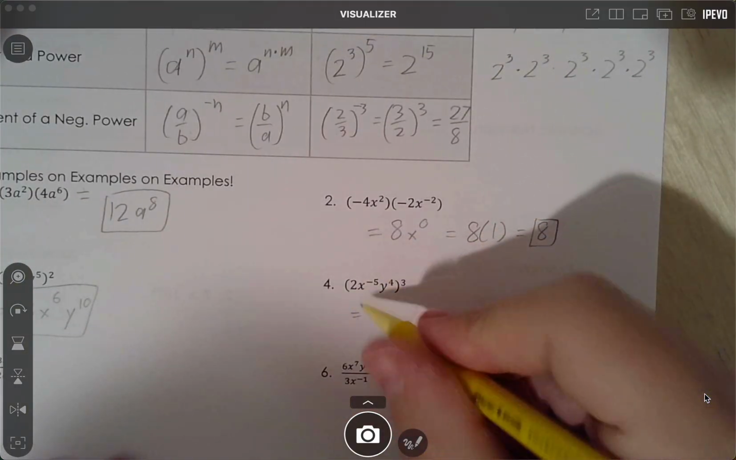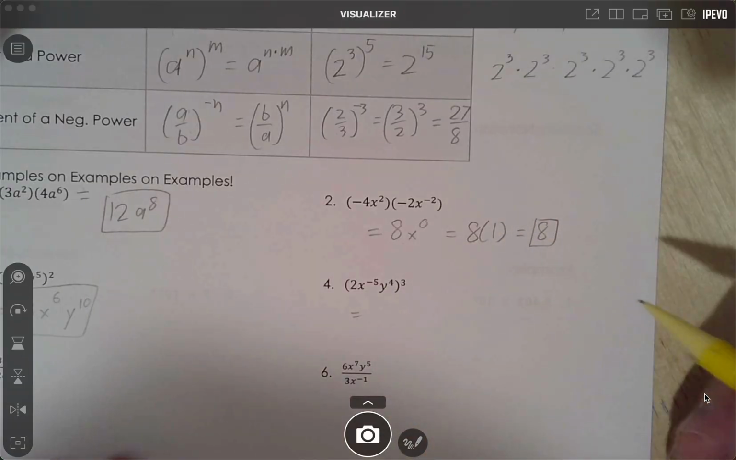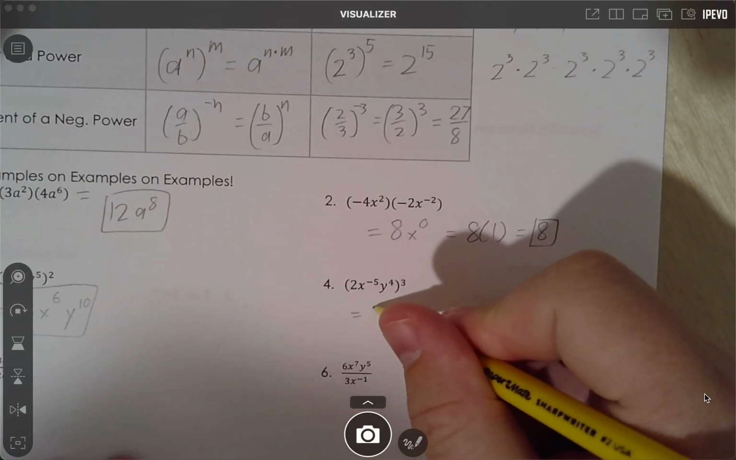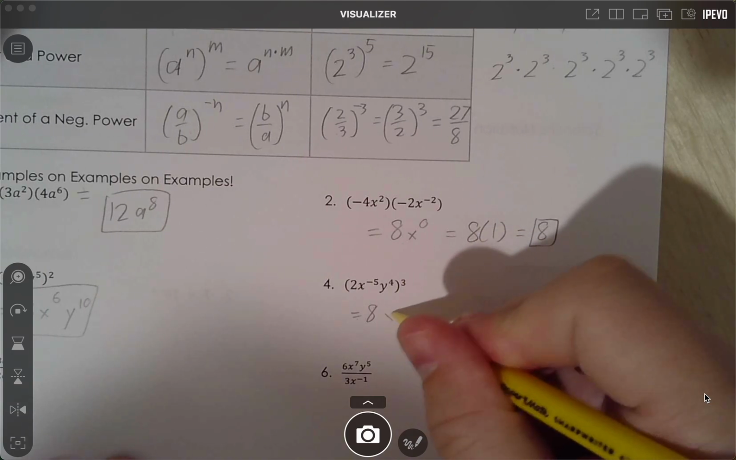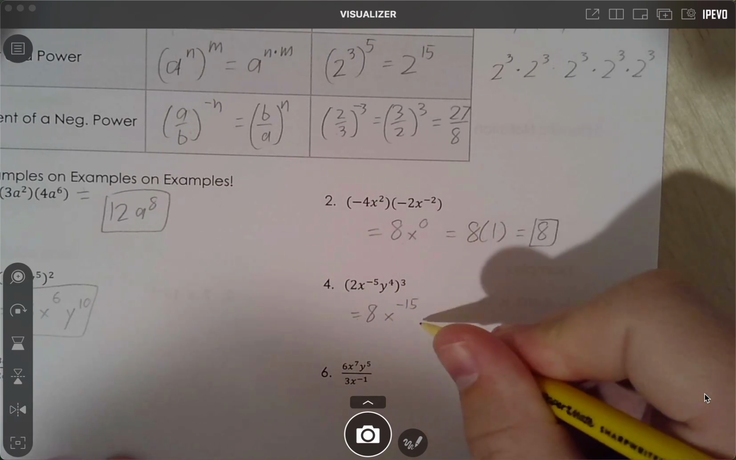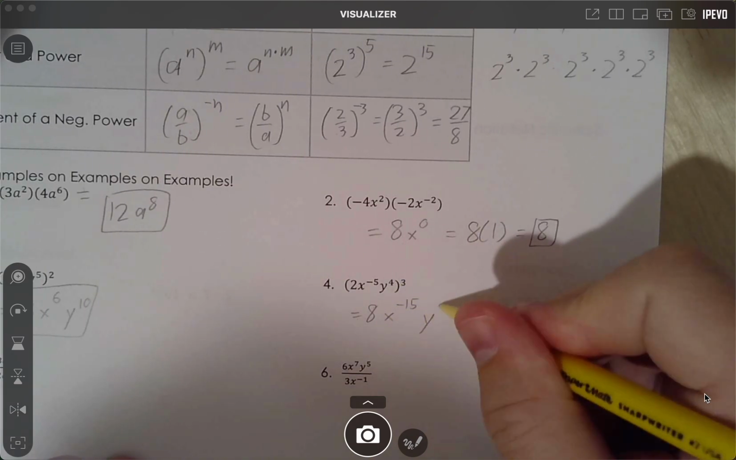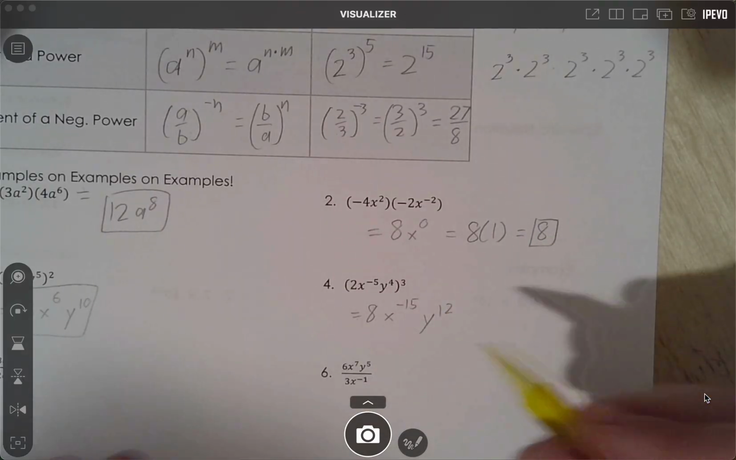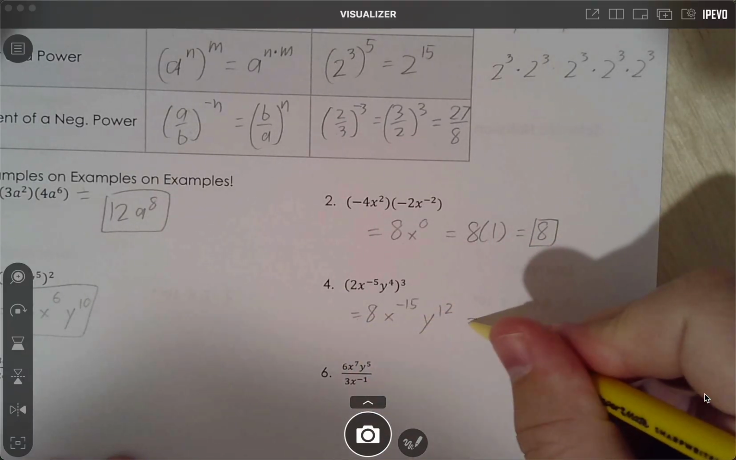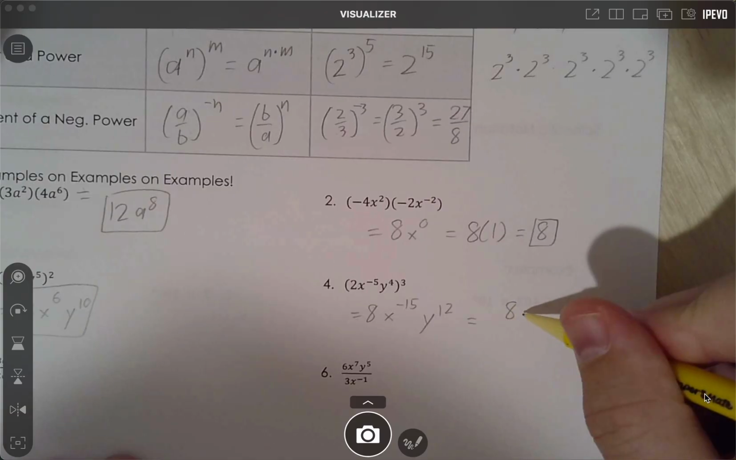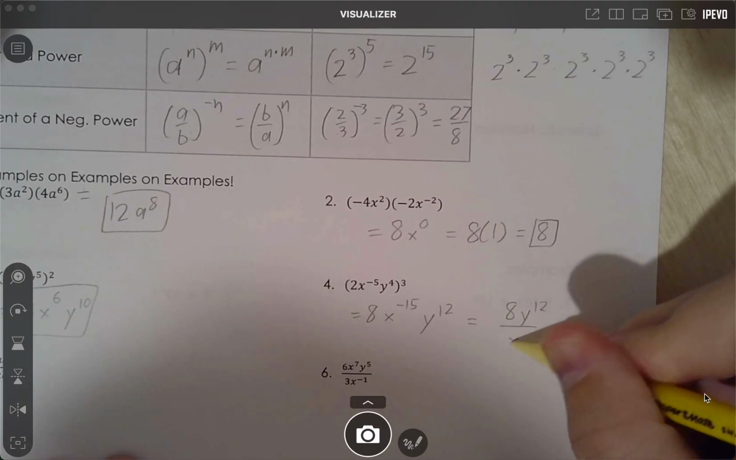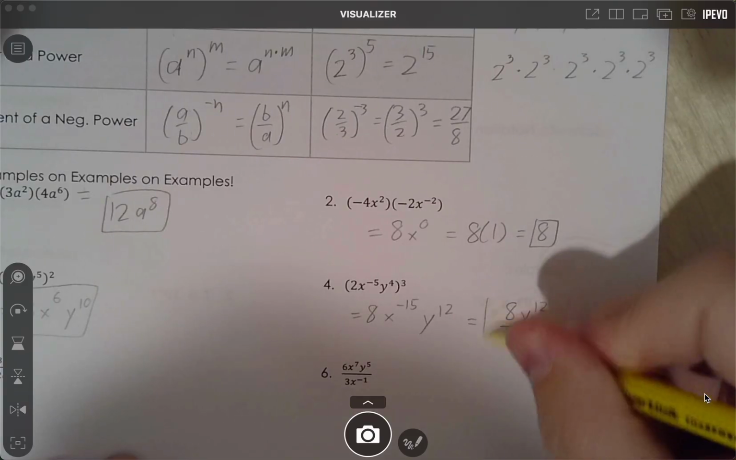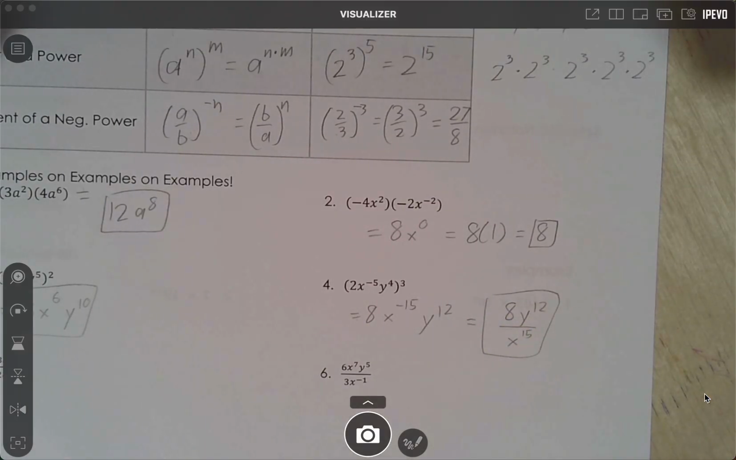2 cubed. This is a single term again, so we're in a special scenario here. 2 cubed is 8. X to the negative 5th to the 3rd is going to, again, multiply and make negative 15. Y to the 4th to the 3rd is going to make y to the 12th. Now this is technically correct, but your homework may say, please write your answer using positive exponents only. And so that would be your final answer if they require that.